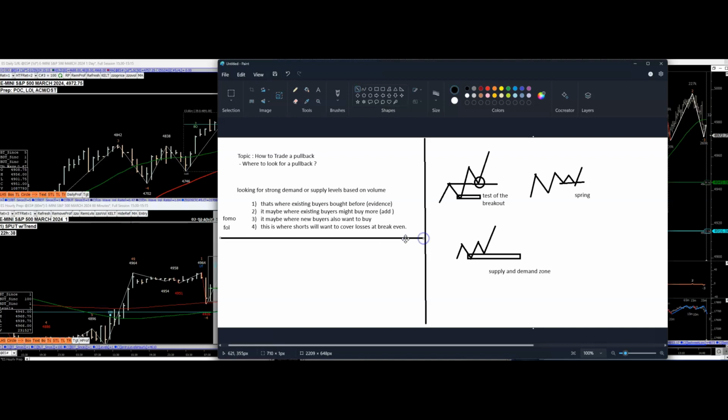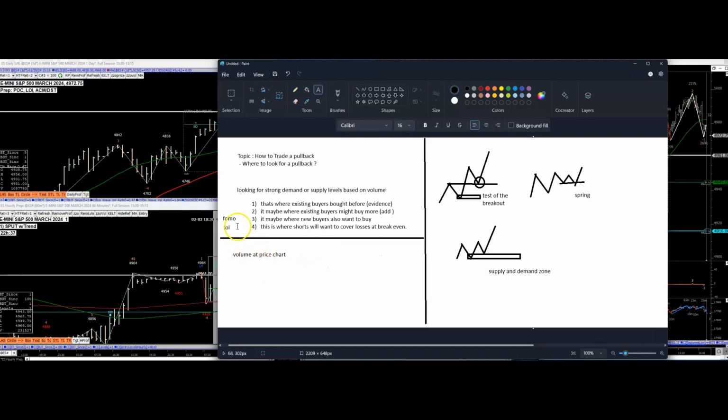Now let's see if this works. For this, you're going to need a volume at price chart, whatever you use. It could be a Renko with volume, it could be a footprint, it could be a tape reading chart with volume, it could be point and figure with volume, it could be candles with volume. The point is you have volume. It could be volume profile, whatever. You need this because you need to see where those strong levels are based on volume. So volume at price will show you that. That's what you need.